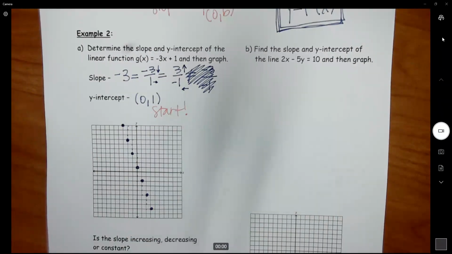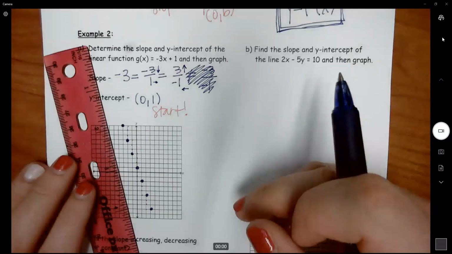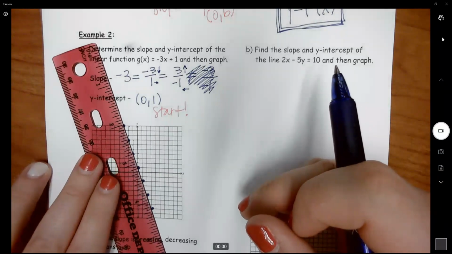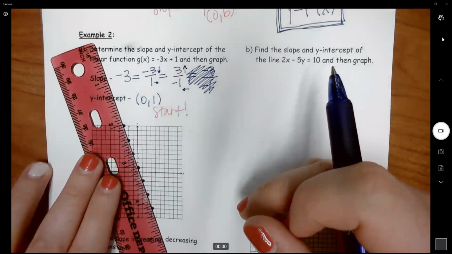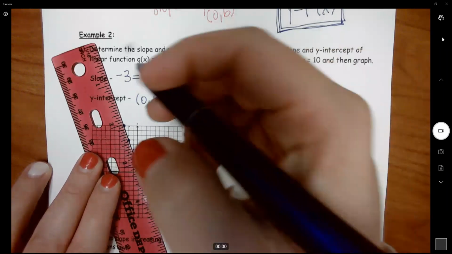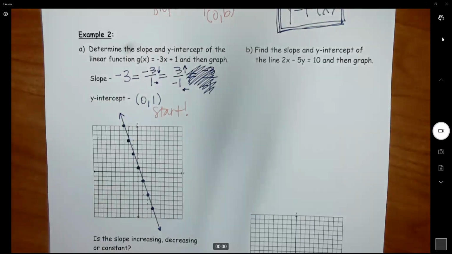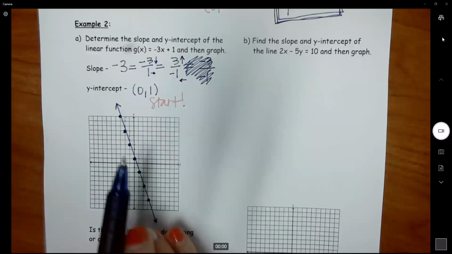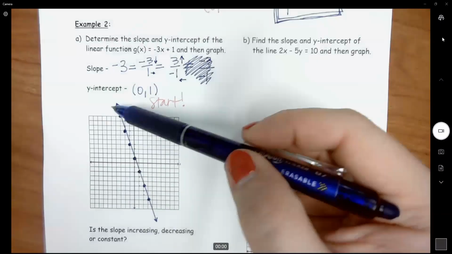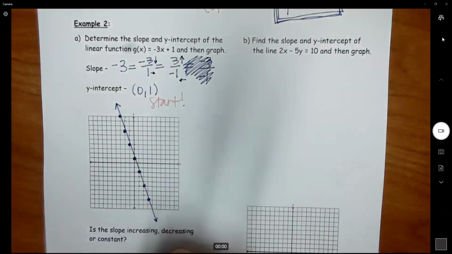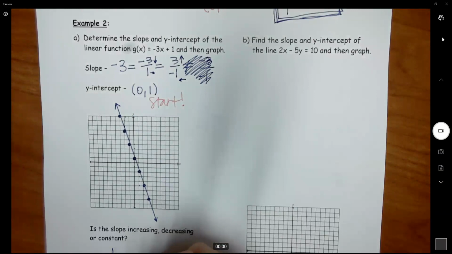Now to graph this, you only really need 2 points, but it does come in handy to do this whole thing when we go to our next lesson. And then we can check. It says that my slope is negative 3, and this is a decreasing slope.